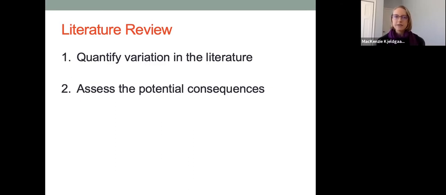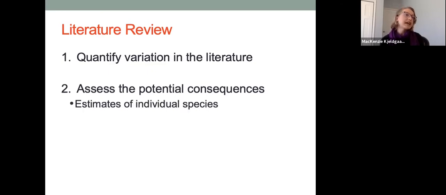I did this in two different ways. The first way was to look at potential consequences on estimates of individual species. So oftentimes we're using this technique to look at the diet of an individual species in different locations. And then I also wanted to see if there was any consequence on food web structure.